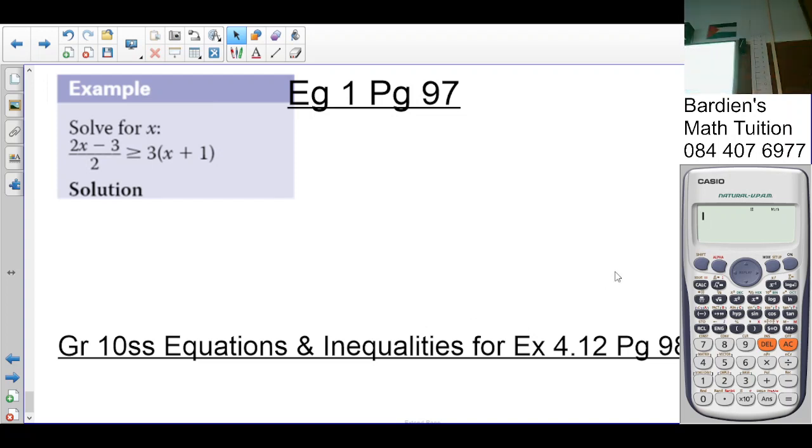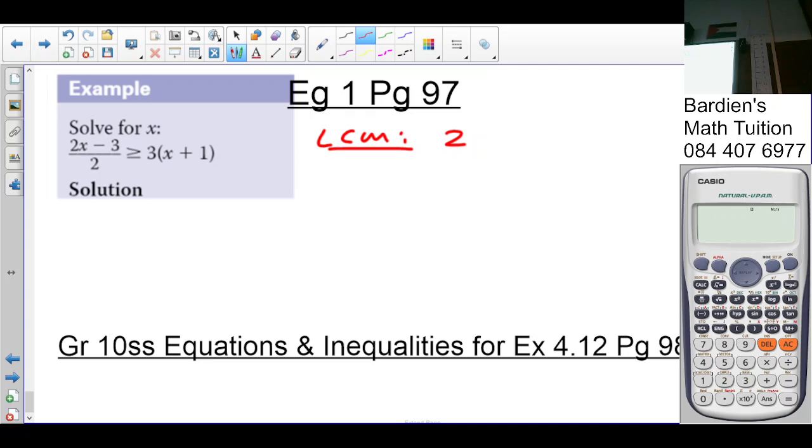Get rid of the bracket. Okay? Where's the fraction? LCM. So as we did before, LCM. So what's my LCM here? 2. Do I have a restriction here? No, because that 2 will never be equal to 0.